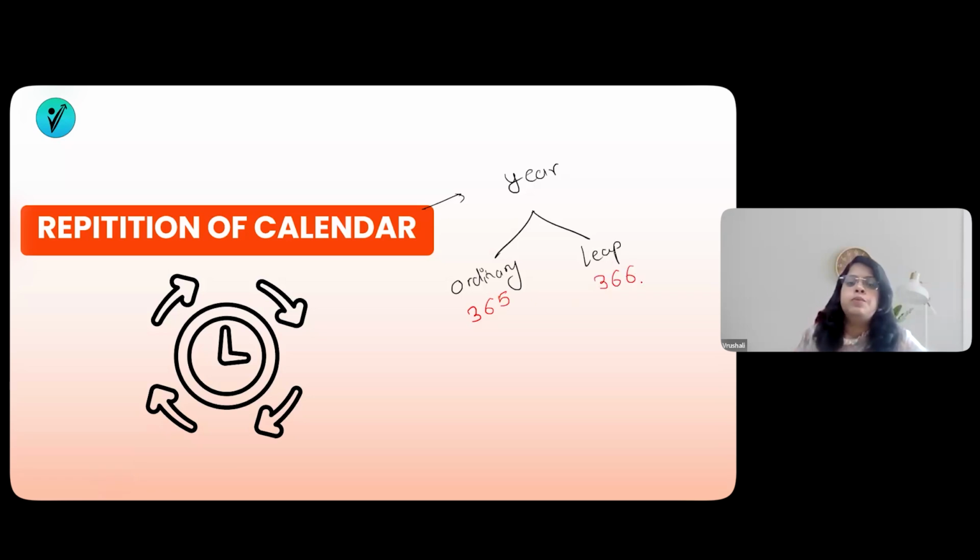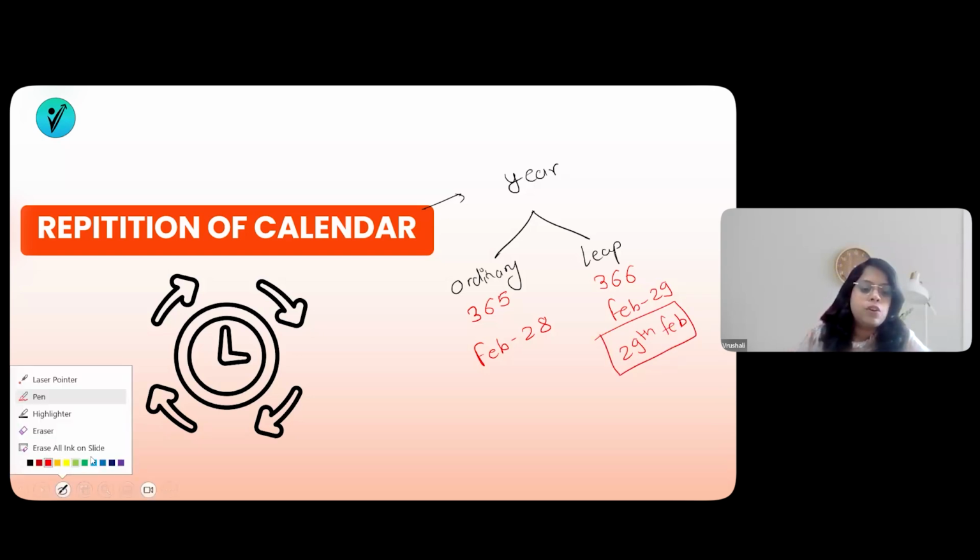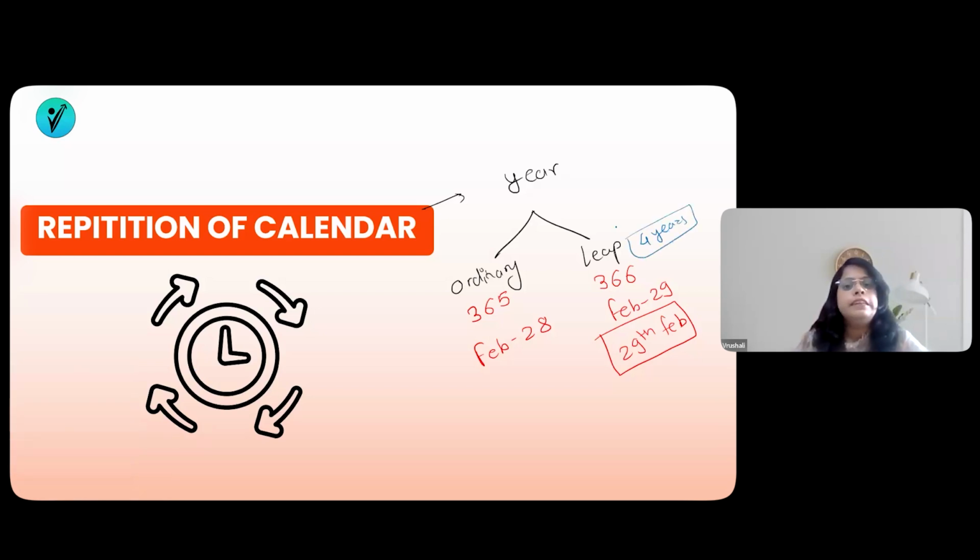This extra day, what is it exactly? Where did this extra day come from? In the ordinary year, the month of Feb consists of 28 days, but in the leap year it consists of the 29th Feb, and this 29th of Feb is the extra day. That's why we call it the leap year. And this leap year repeats after every 4 years.